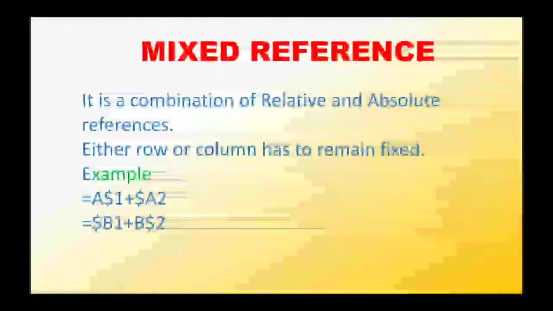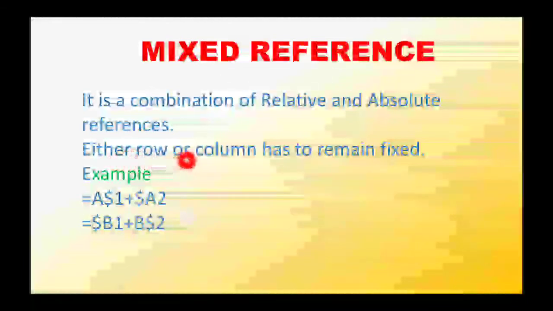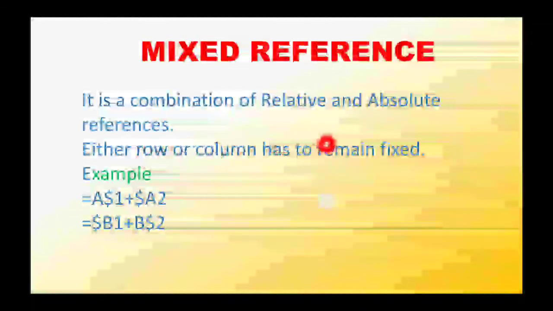The next type is the mixed cell reference. So what is the meaning of mixed reference? As the name suggests, it is the combination of relative and absolute references. So what is happening here? Either the row or the column has to remain fixed. Here we don't fix both values, row and column. We just fix either the row or the column, only one of the two values.